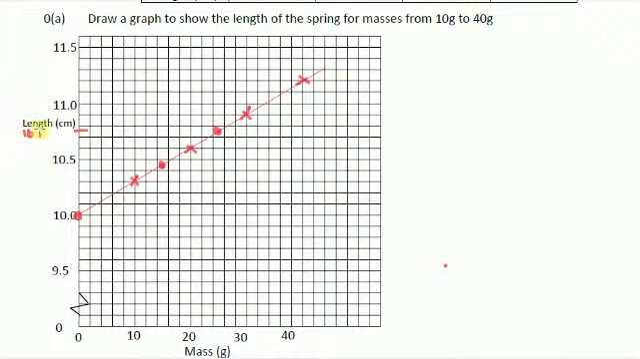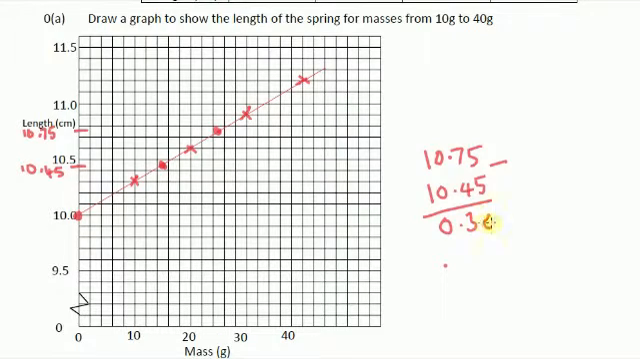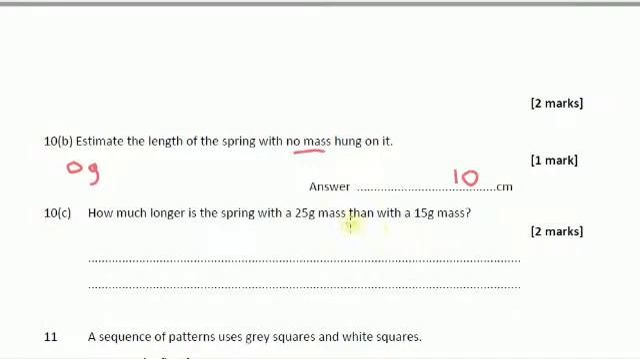That's 10.75. And the other one for the 15 grams is between 10.4 and 10.5, so it's 10.45. So those are the two lengths corresponding to 15 and 25 grams. So it says what is the difference, so I just have to subtract 10.75 minus 10.45 and I find 0.3. How much longer is it? It's 0.3 centimeters.